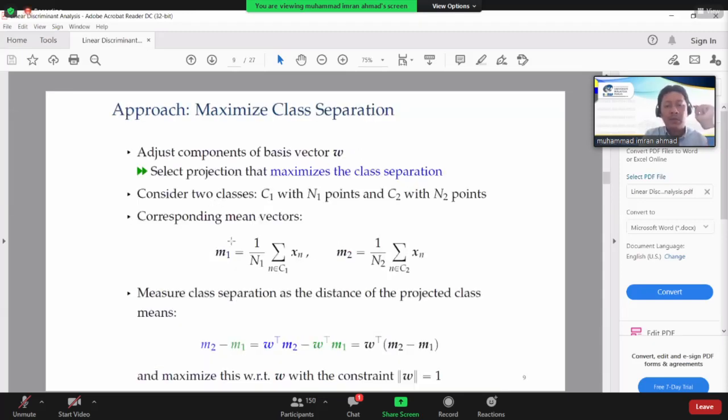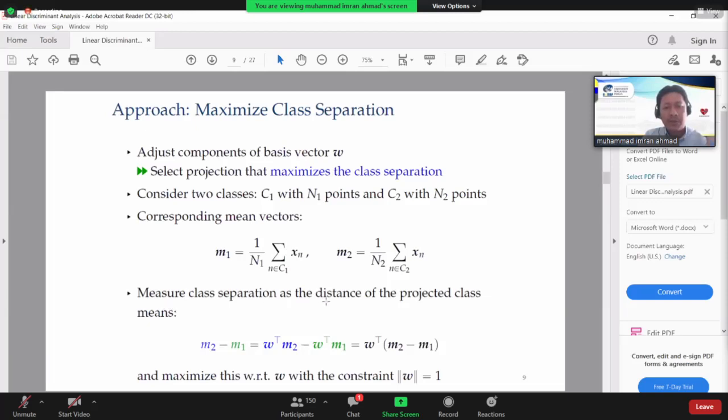Now we need to calculate the mean. The mean for class 1 is M1 equals 1 over N1 times the summation of Xn, where Xn comes from class C1. We also need to calculate the mean of class 2, which is M2 equals 1 over N2 times the summation of the data points that exist in class C2. Now you have the mean for class 1 and the mean for class 2.